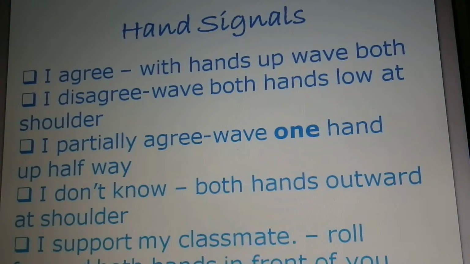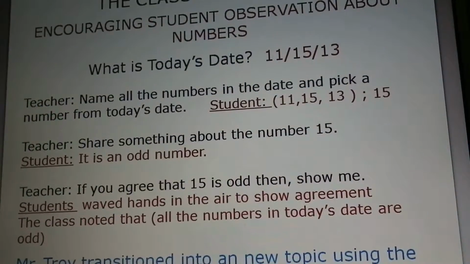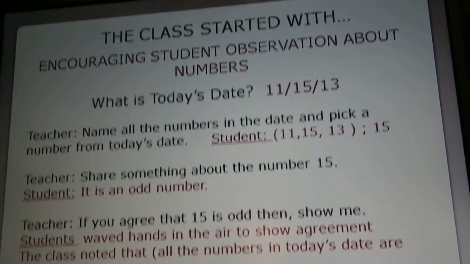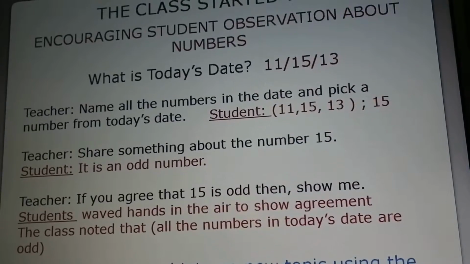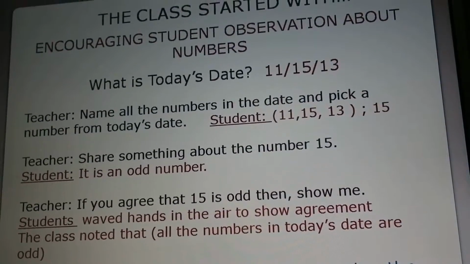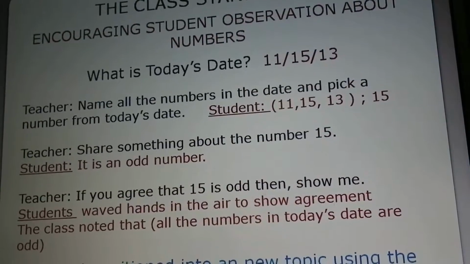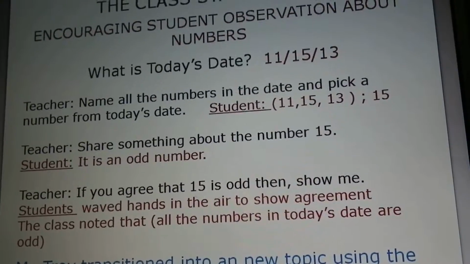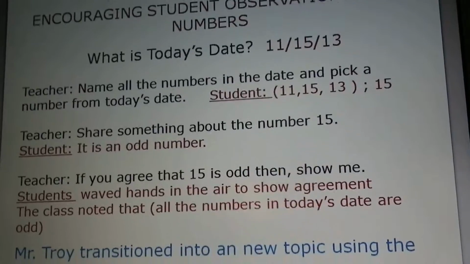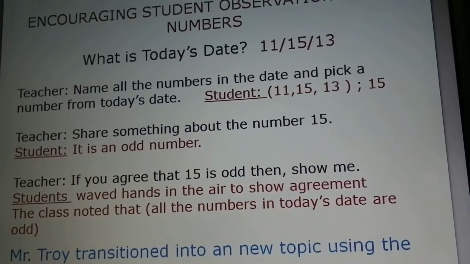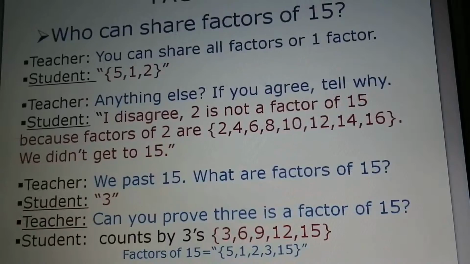The lesson started with observation of whole numbers, and he used the date. The date the student noted was 11/15/13, and she noted that number 15 was an odd number. So Mr. Choi transitioned using the number 15 on the next topic, which was factors.